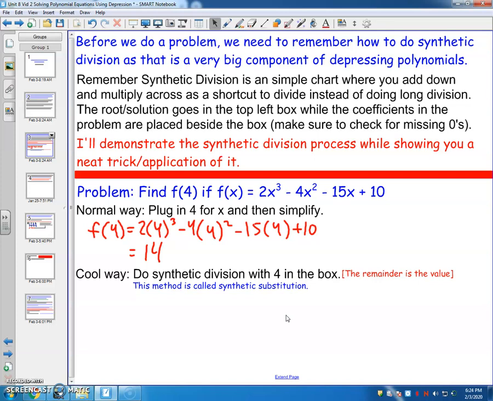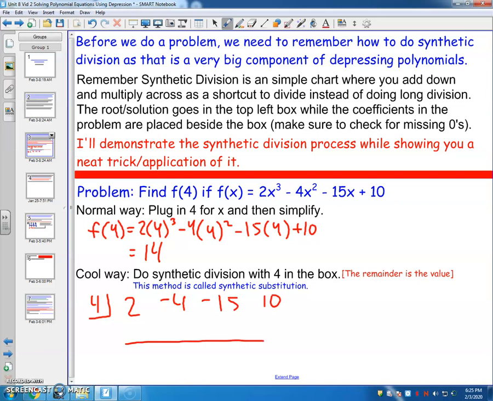Here's a newer and cooler way, and that is to do synthetic division with 4 in the box. The remainder will be the value, and this actually is called synthetic substitution. So remember, in the box on the left corner, you put the root, or in this case, you put 4. You write the coefficients of the problem. Because it's degree 3, you add on to that, it's 4. There should be 4 numbers. There's nothing missing. So it goes 2, negative 4, negative 15, positive 10.